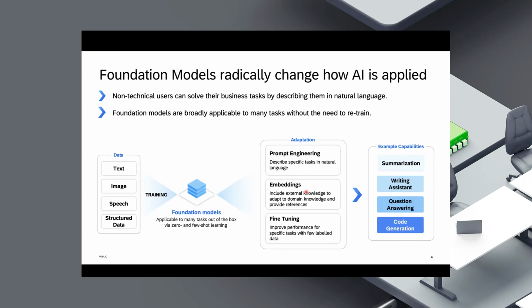With a little adaptation, like prompt engineering, embeddings, and fine tuning, you could actually make a much more specialized model of these foundation models. GenAI building in a specific direction can be a digital assistant. It can do question answering. It can do code generation if you taught it this way. So this is in big lines how you can understand the foundation models and how GenAI is actually being built.